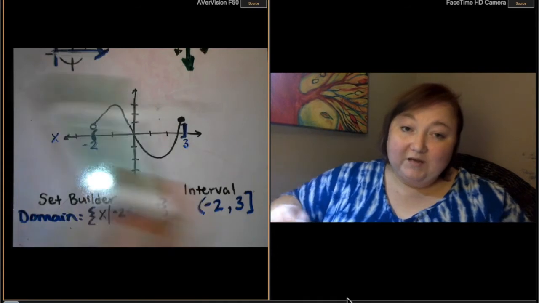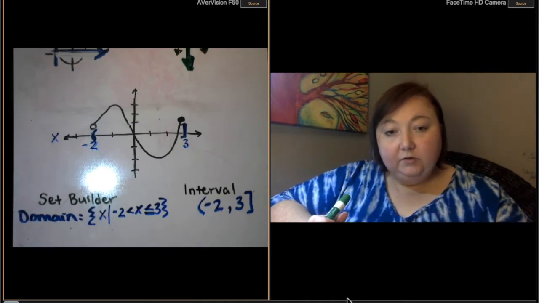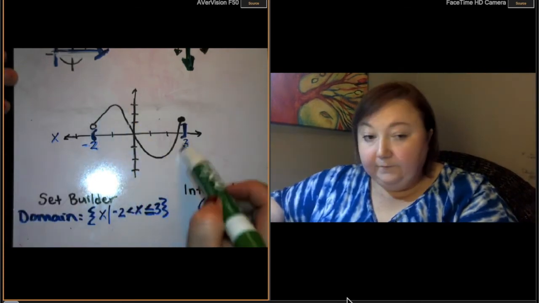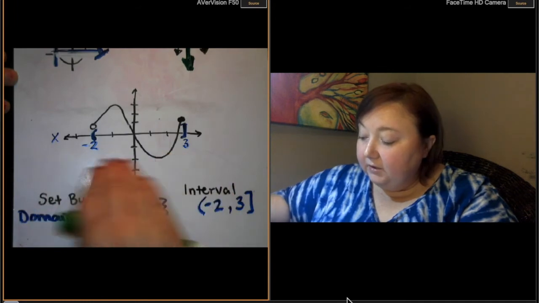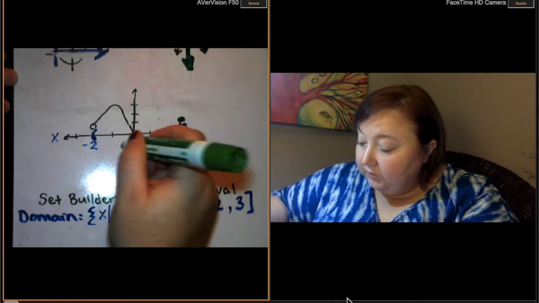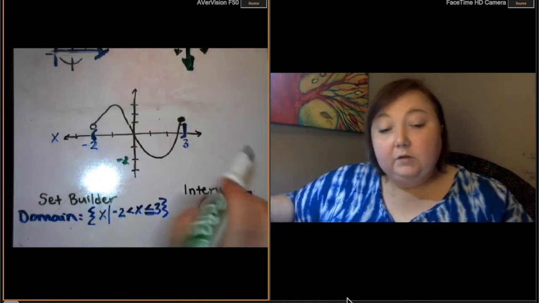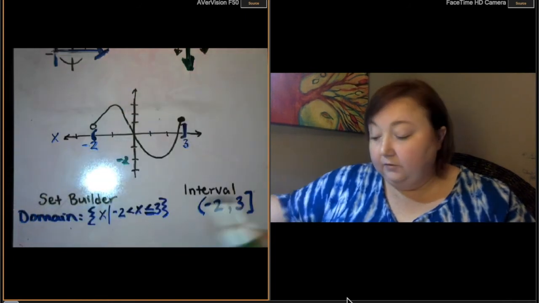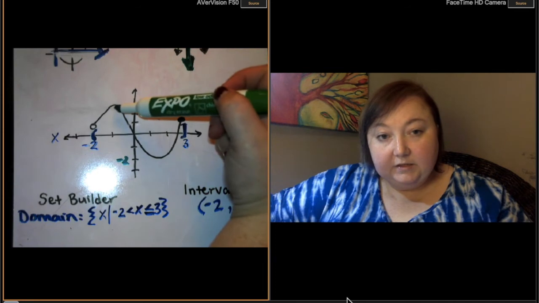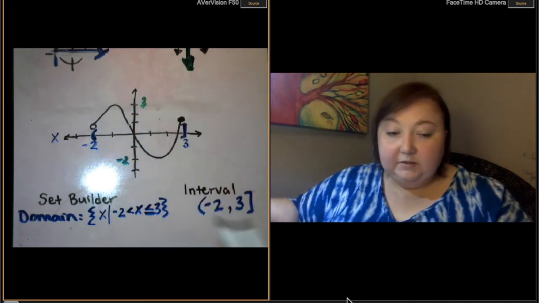Let's now look at the range. So range, we're looking at how low does it go and how high does it go. Looking at this graph, the lowest that it goes is right here. Okay, so the lowest that it goes is -2. Now we want to look at how high does it go. So the highest value that it goes is here. That's the peak point there. So the highest that it goes is +3.